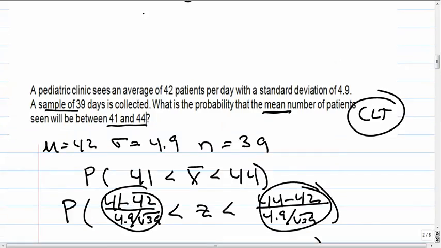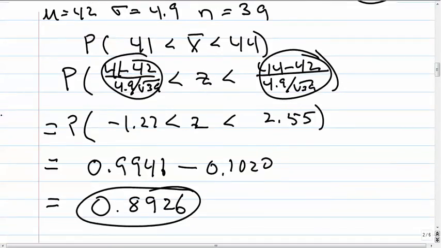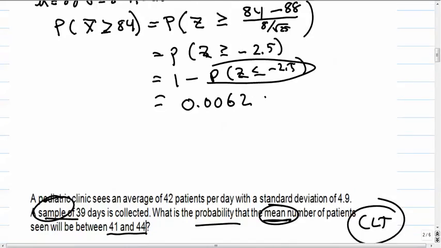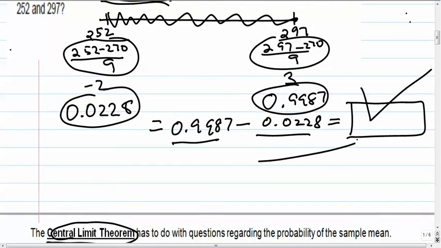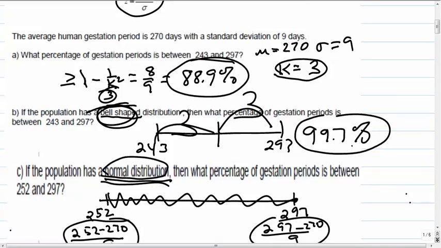So again, the key to this one here is the central limit theorem. When to use it: probability associated with the mean of a sample. Okay? So I hope this helps. The last problem was 0.8926. The problem before that, 0.0062. And then this one here I asked you to do the math for. And the answer to the first problem, 99.7, 88.9.